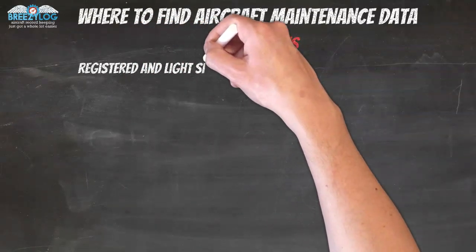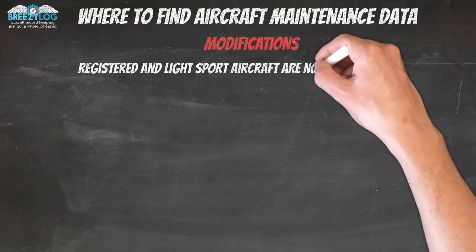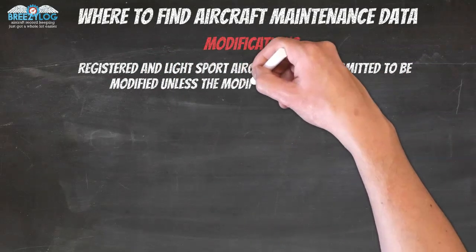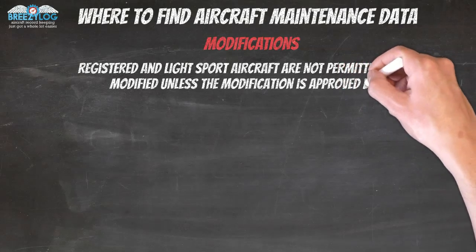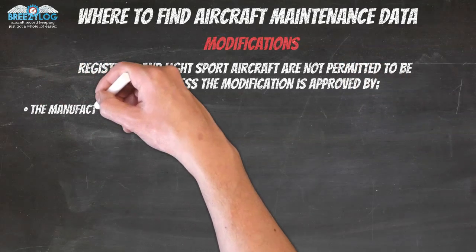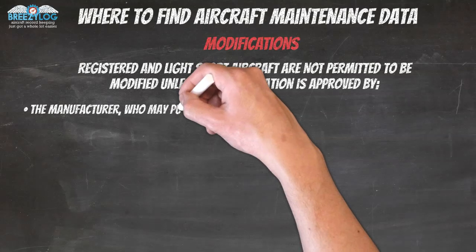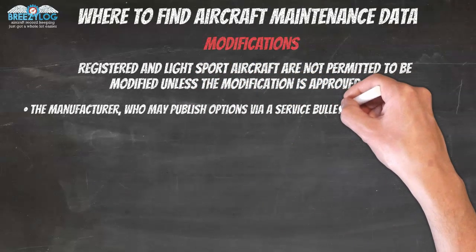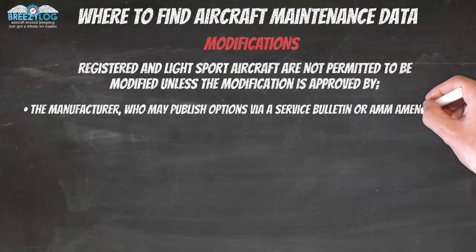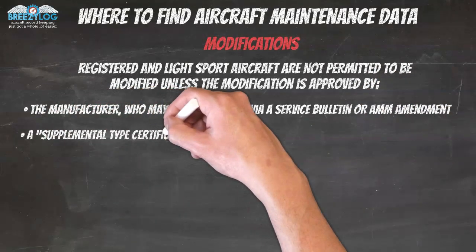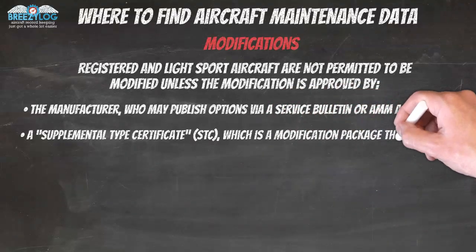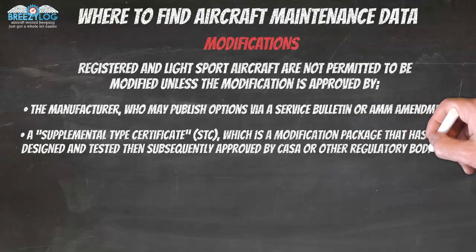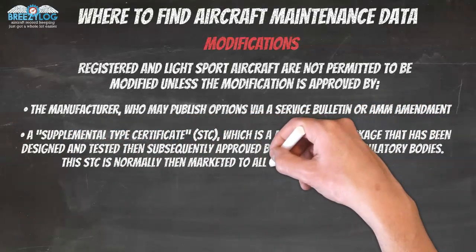Let's have a talk about modifications. Registered and light sport aircraft are not permitted to be modified unless the modification is approved by the manufacturer, who may publish options via a service bulletin or AMM amendment. A Supplemental Type Certificate (STC), which is a modification package that has been designed and tested, then subsequently approved by CASA or other regulatory bodies. This STC is normally then marketed to all owners of the aircraft type.